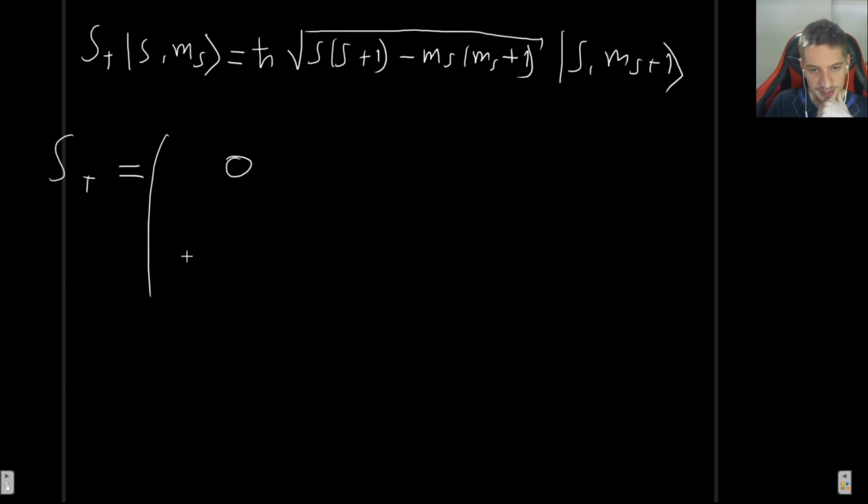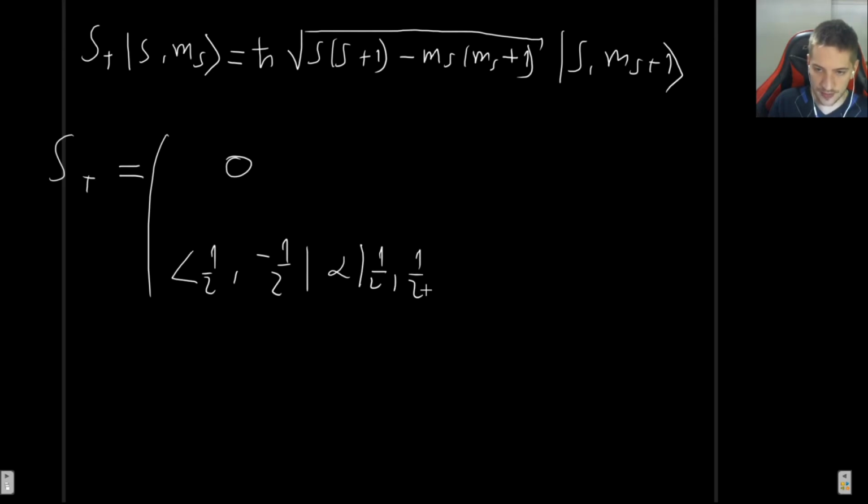Similarly, for this state down here, we are going to get 1 half, comma, minus 1 half, and then the S plus operator, which will just give us some number, times what used to be 1 half, 1 half, but now it's going to be 1 half, 3 halves. So this is also going to be 0. Orthogonal states, this is 0.